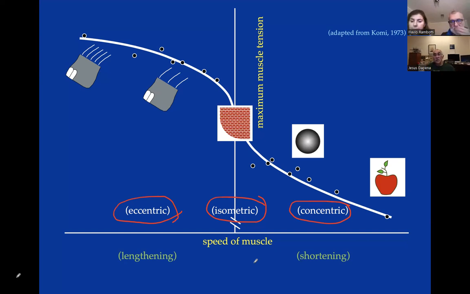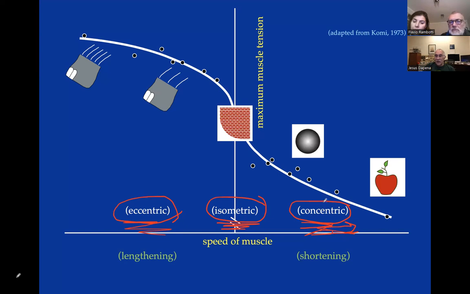Okay, so what does this graph show? Well, on the horizontal axis, it shows different speeds of muscle shortening or lengthening. Here we have concentric conditions, here isometric conditions, and here eccentric conditions. And on the vertical scale, we're seeing the maximum muscle tension that can be produced.